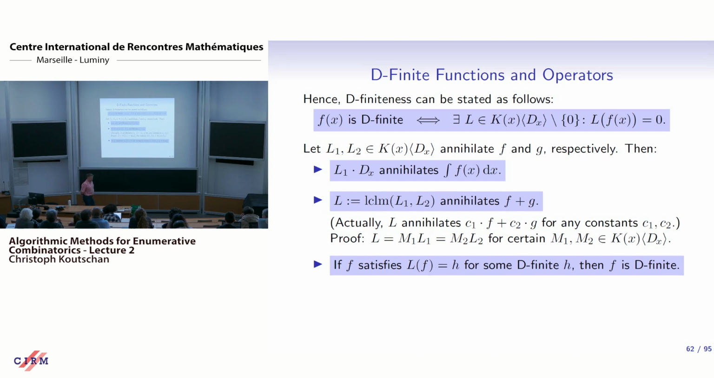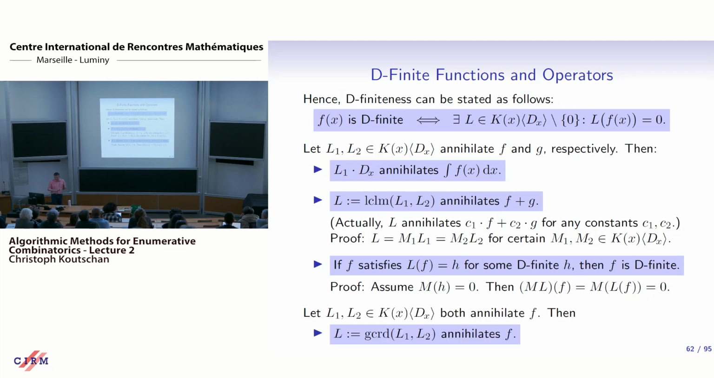We can transform inhomogeneous equations. So we have a differential equation where the right-hand side is not 0, but something else that is also D-finite. We can transform this into a usual D-finite representation by finding an annihilating operator for this right-hand side h, call it m, and then the product m times L kills the f and the h, and so this gives a homogeneous differential equation.